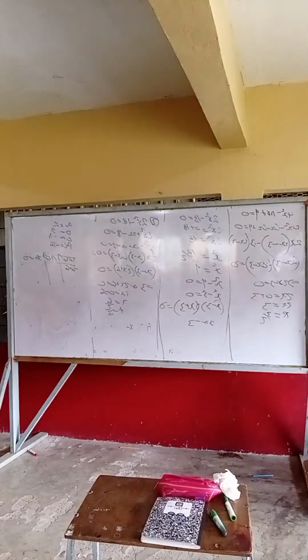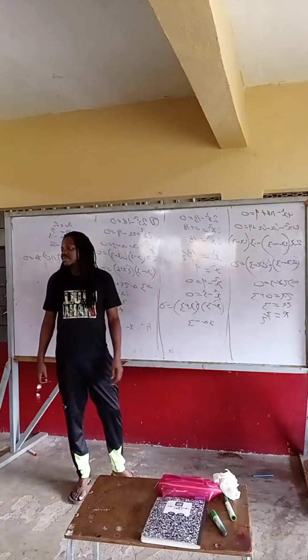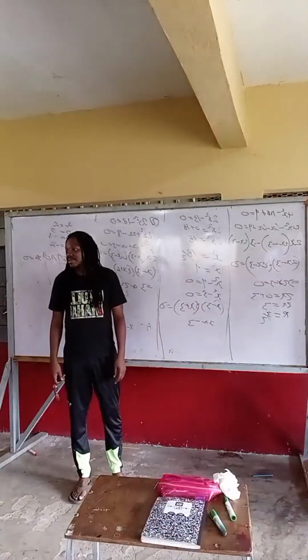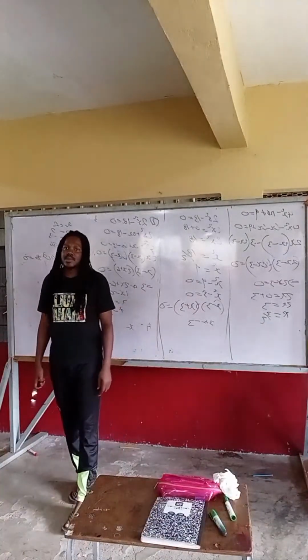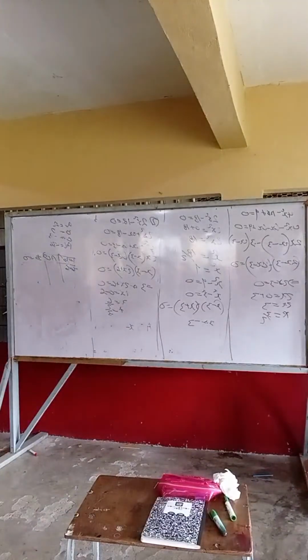What's the easier way? Difference between two squares. And 1/3.